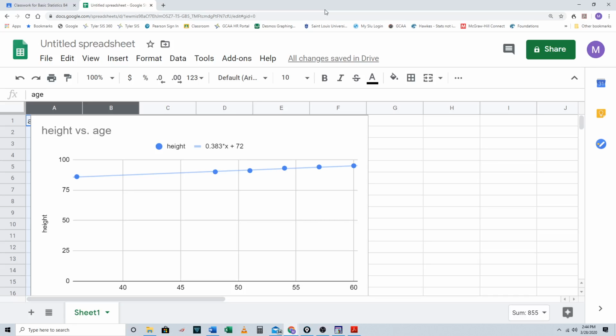Now that is 480 months. So that means I'm going to do this. Let me write this out. So we're going to do y hat is equal to 72 plus 0.383 times 480, which is 72 plus 0.383 times 480.